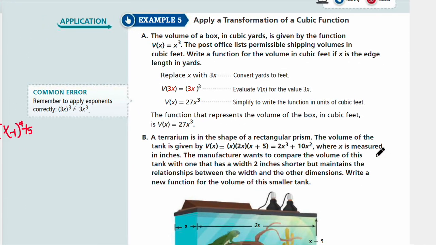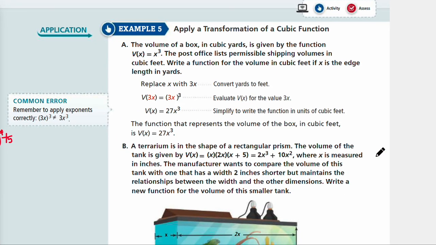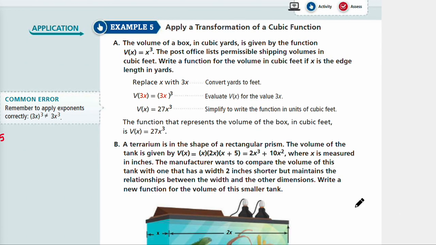Example 5. Apply a transformation of a cubic function. The volume of a box in cubic yards is given by the function v of x is equal to x cubed. The post office lists permissible shipping volumes in cubic feet. Write a function for the volume in cubic feet if x is the edge length in yards. So replace x with 3x because we know that x is the edge length in yards.